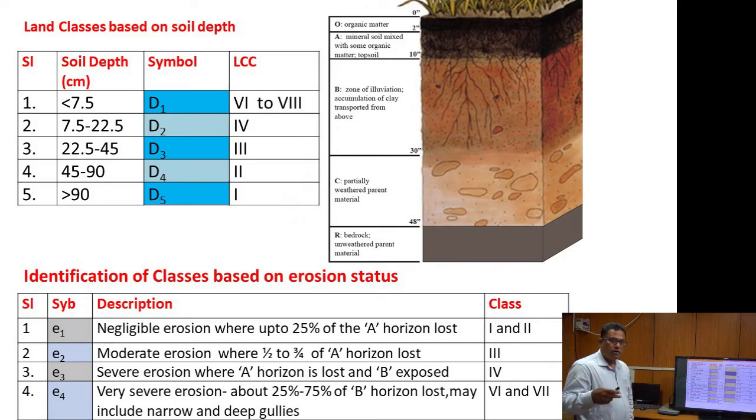Now again, I presume one doubt in your mind, and that is what is slope? Can we say a slope of 100%? Definitely. As we have already discussed a little while ago, if the land surface makes a 45 degree angle with the horizontal, that is 100% slope.